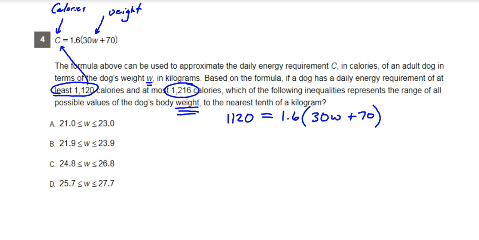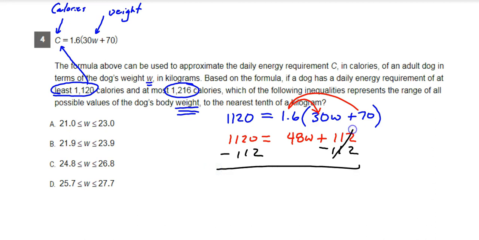So we go ahead and I like to distribute first here. So 1.6 times 30, that's 48. 1.6 times 70, that comes out to be 112. Forgot my W there. Equals 1120. And now we basically got to solve this equation. So I'm going to minus the 112 from both sides. Minus the 112. And I end up with 48W equals 1008.